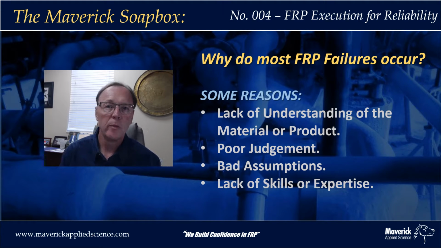So just to drill down a little bit, why do most FRP failures occur? Here are some examples. Lack of understanding of the material or the product, poor judgment. There are times when we find that poor judgment creeps in when we see budgetary pressures. Bad assumptions. Basically, you want to verify the data and eliminate all the gaps. And then finally, lack of skills or expertise. This can occur in the engineering phase or with lamination skills. There's a number of places that this can occur, so you have to be aware of that.